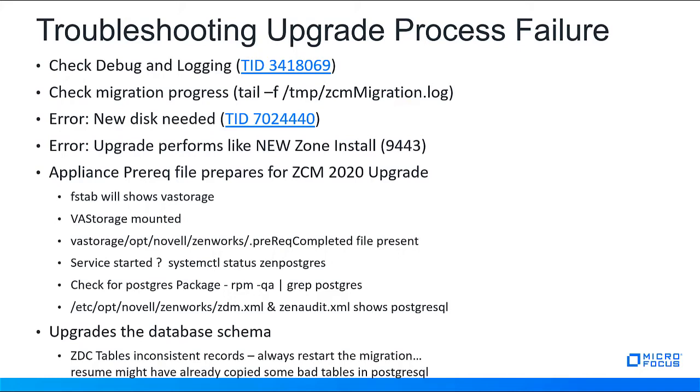If services are started on the Postgres database, you can check it with systemctl status zen-postgresql. And then, had you migrated from Sybase to Postgres, you can also check a few other things, like if Postgres is installed and its version by doing rpm -qa piped to grep postgres. And then double check your zdm.xml and zenaudit.xml that they show the proper database, that you went from Sybase to Postgres, and that it shows Postgres.